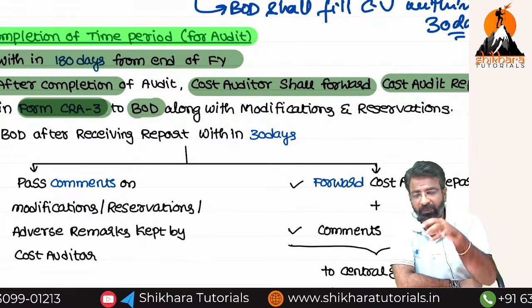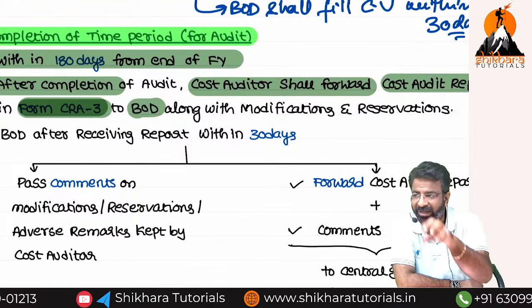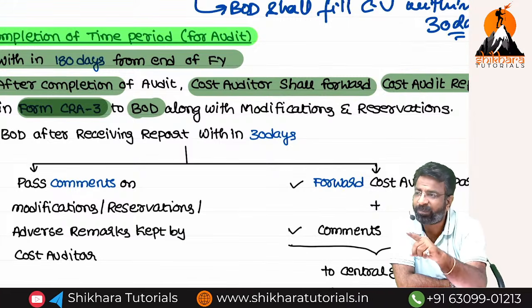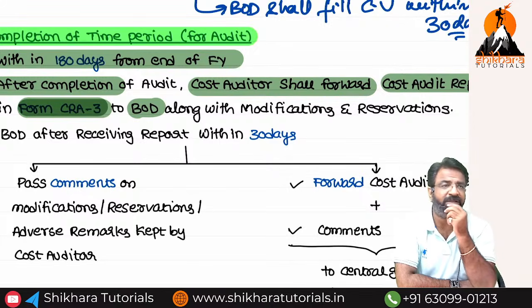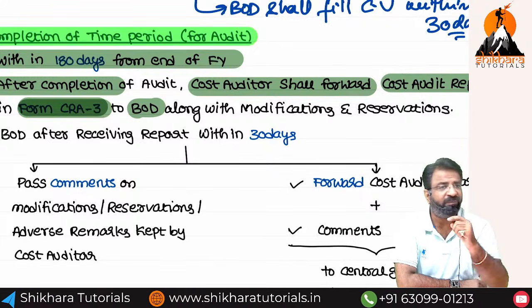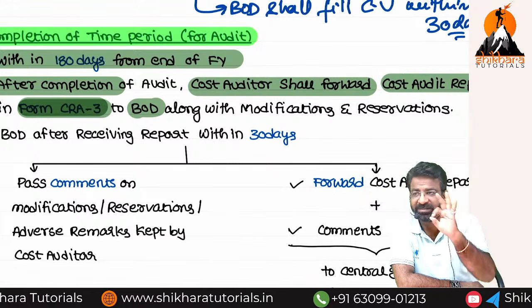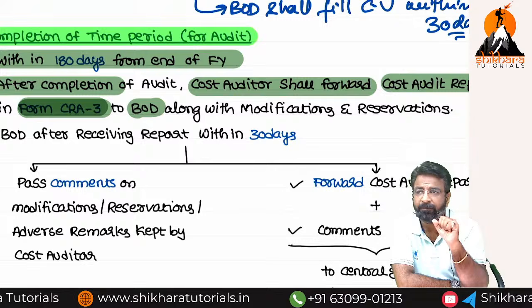The auditor remarked on some frauds and errors, which he found at the client's place. Now tell me, who is the right person to explain such frauds and errors? The Board of Directors. That's why we first send the cost audit report to them. The form number is CRA 3.